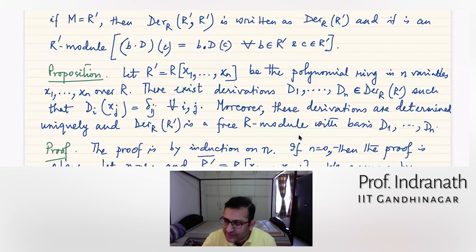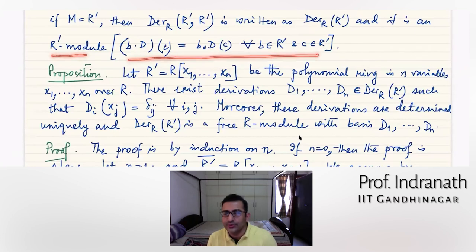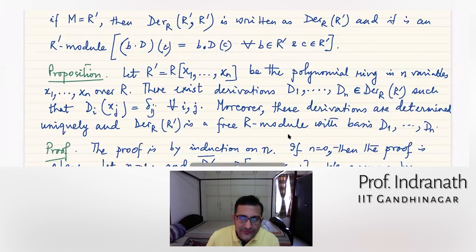But you will see that this is very important. This will be made use of. Okay, so in particular, if M is R', because M is an R'-module, obviously (cf)(x) is c f(x), that makes sense. So that's what the meaning is, that this R'-module structure naturally gives this also an R'-module structure. Now if M is R', then this is written as Der_R(R', R'), and it is in fact an R'-module. That's what I have again mentioned here, but you know what it is.